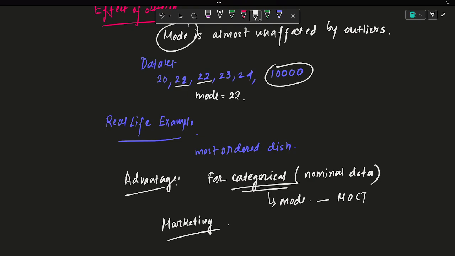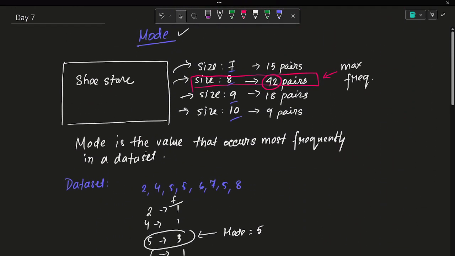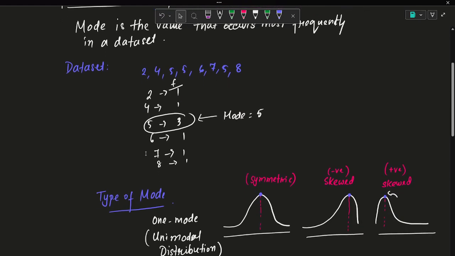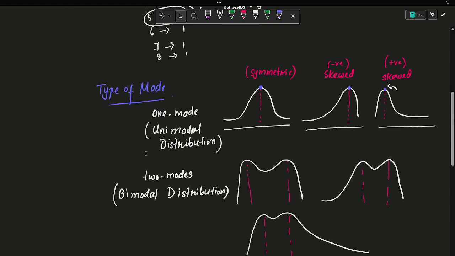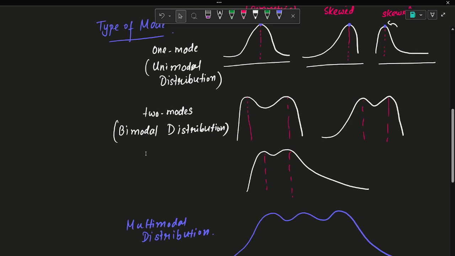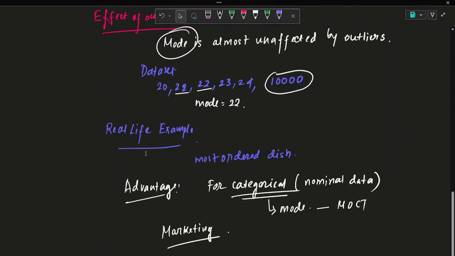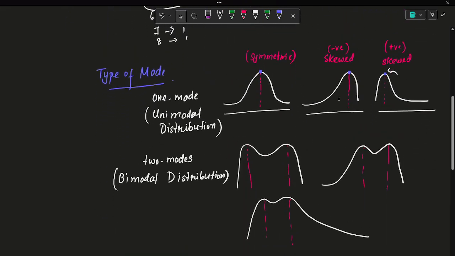So what we have learned today: the most frequently occurring value is the mode. If we have one mode in our data set, it will be unimodal. If we have two modes, it will be bimodal. If we have more than two modes, that will be multimodal. And there is no effect of outliers on the mode. For a skewed data set, the mode depends on the presence of the hump, or the maximum value where it lies. So this is all about mode today.